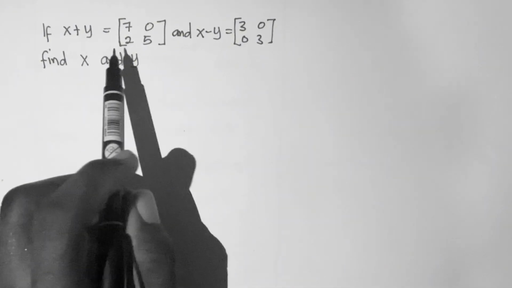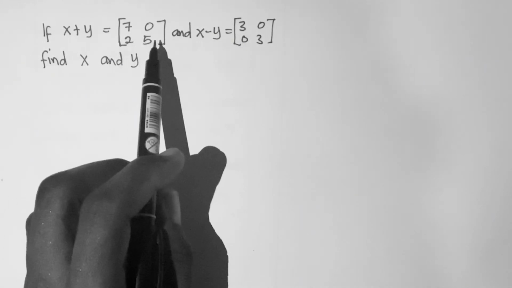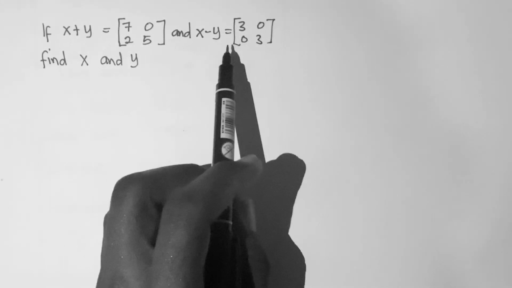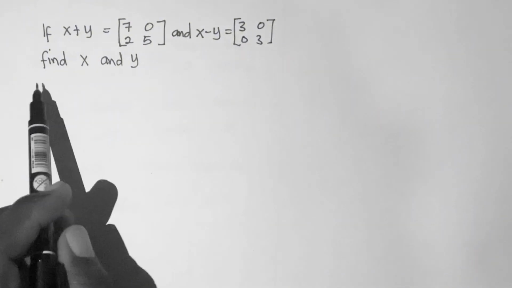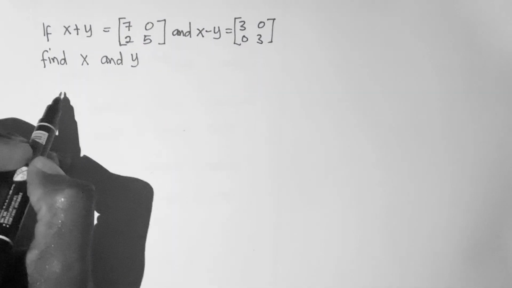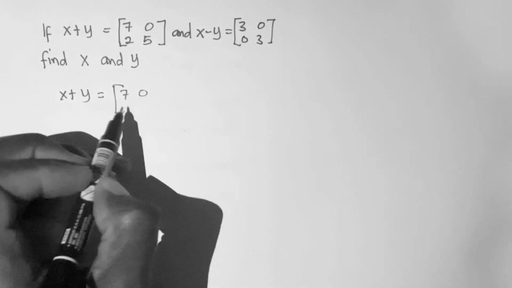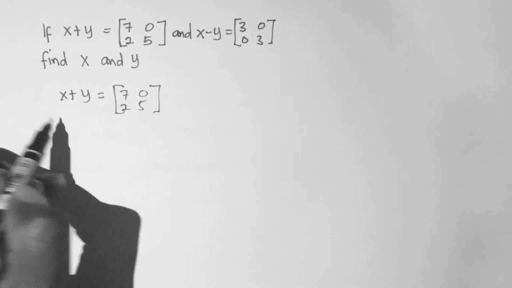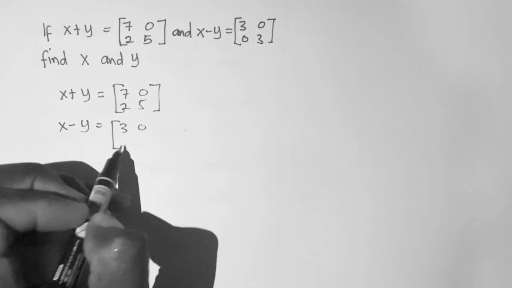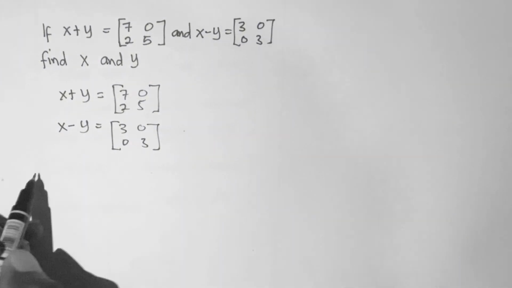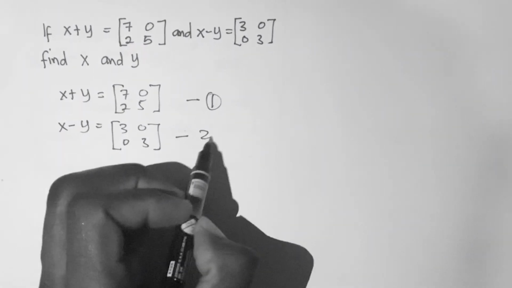If x plus y is equal to the matrix 7, 0, 2, 5, and x minus y is equal to the matrix 3, 0, 0, 3, then find x and y. So we have x plus y equals 7, 0, 2, 5. Then x minus y is equal to 3, 0, 0, 3. So what can we do? You can see that we can say this is equation 1 and this is equation 2.